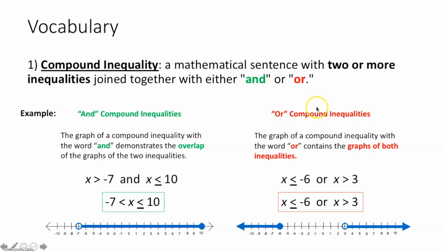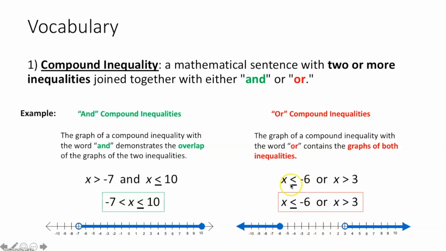An "or" compound inequality says the graph of a compound inequality with the word "or" contains the graphs of both inequalities. So there is no shorter way to write an "or" compound inequality. All you get are two inequalities with the word "or" in between them. Now what happens is when we graph this, we're going to graph each of them separately on the same number line. And it's going to look like two rays going in opposite directions.